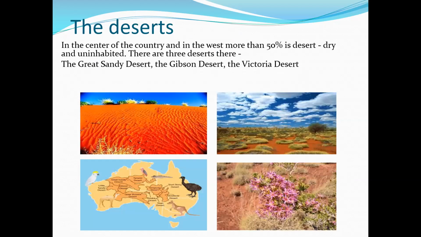Australia is a land of striking differences. In the center of the country and in the west, more than 50% is desert, dry and uninhabited. There are three deserts there: the Great Sandy Desert, the Gibson Desert, and the Victoria Desert. Naturally, very few people live there. Most of the people live on the narrow coasts of the east and southeast.